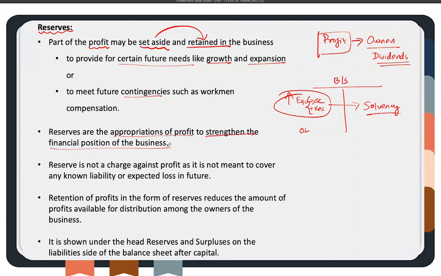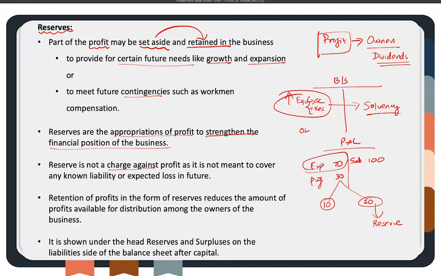And one thing we have to understand, reserve is not a charge against profit. Let's say this is your P&L, you make sales of 100, you incur expenses of 70, you make a profit of 30, right? So this profit you will be using for paying taxes. Let's say you pay tax of 10, it means you are left with profit of 20. And it is only this profit which can be retained in the name of reserves. So reserves is not part of expense. Reserves are basically appropriation of profits.